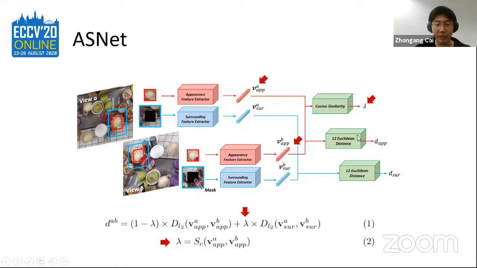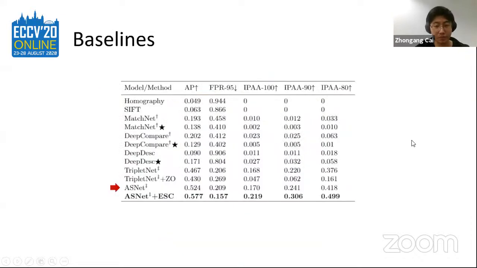So this is how we design the network to dynamically adjust the weightage between the appearance and the surrounding feature extraction, and to achieve better results. We can see over here the ASNet is outperforming all the baselines we have, be it the classical ones or the deep learning ones, and also a strong baseline we developed for triplet loss.